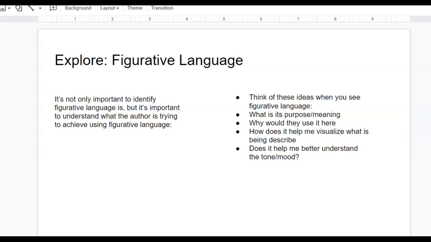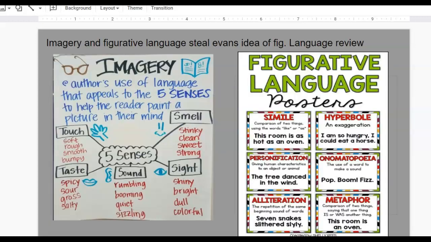Okay, so now we did imagery and how imagery can add to the mood and tone. Now we're going to explore figurative language and how figurative language can contribute to the mood and tone. But before we get to that, we have to stop and think about, well, for one, what is figurative language? So when we go back to our little anchor chart, we have figurative language here.